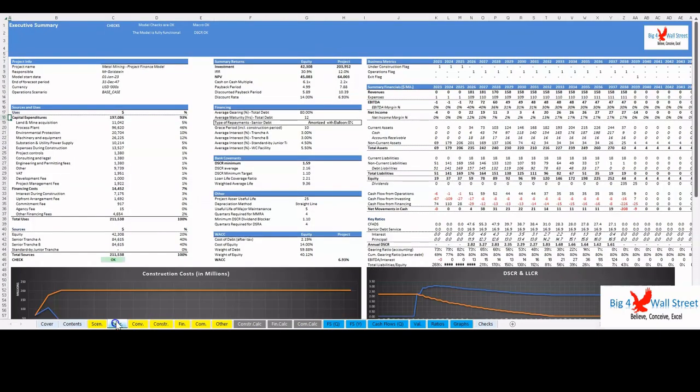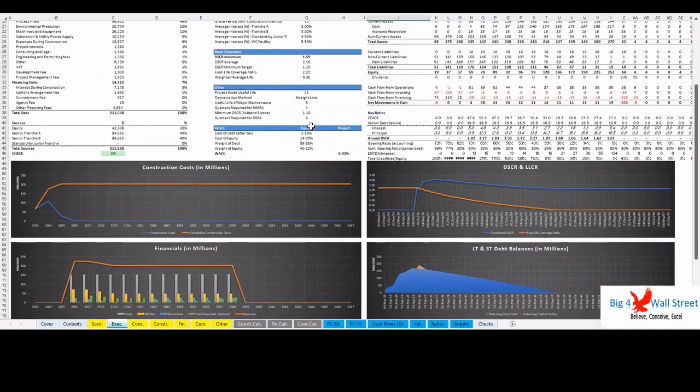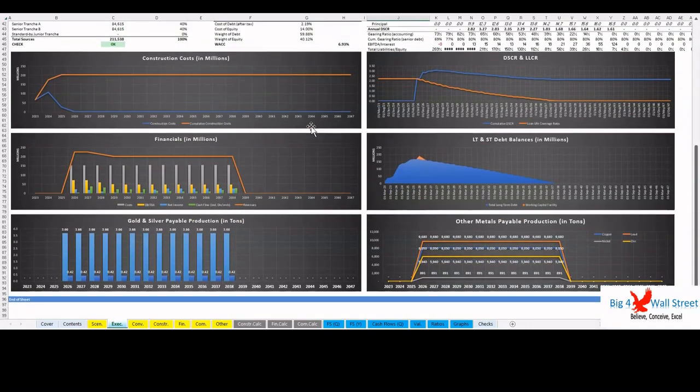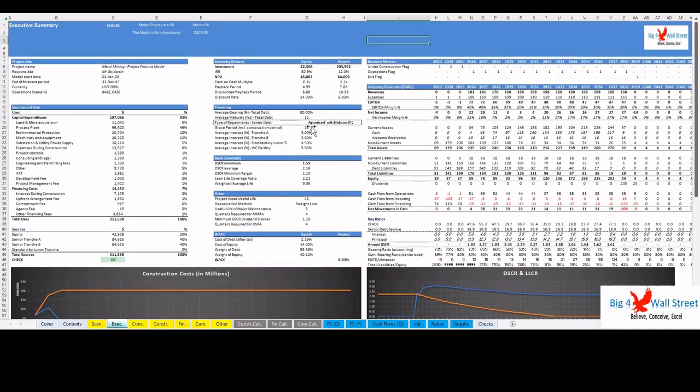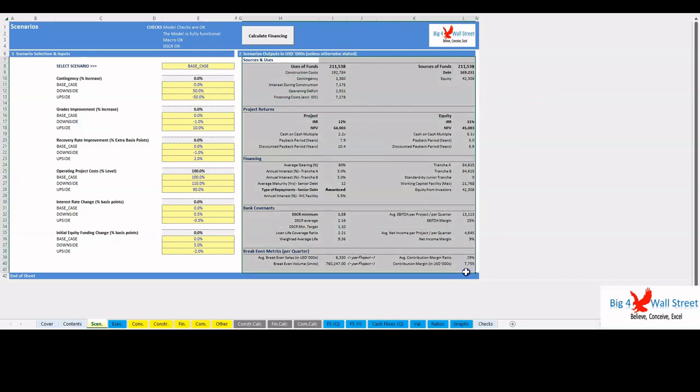Executive summary. The summary page is updated with the main output metrics of the model, such as internal rate of return, shareholder value, cash-on-cash multiple, sources and uses, metal production, debt service coverage ratio, loan life coverage ratio, and other financing assumptions. The user can also set 3 different scenarios: base case, downside, and upside. The user can set for each scenario the percentage increase of the contingency, the grades improvement, the recovery rate improvement, the operating costs level, the interest rate basis points change, and the initial equity funding basis points change. After the user sets the assumptions and selects the scenarios, the user needs to press the Calculate Financing button. On the right side of the tab, the user can see the updated major metrics of the model.